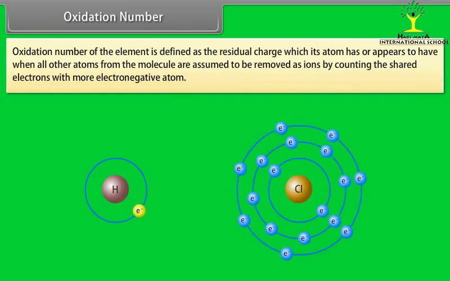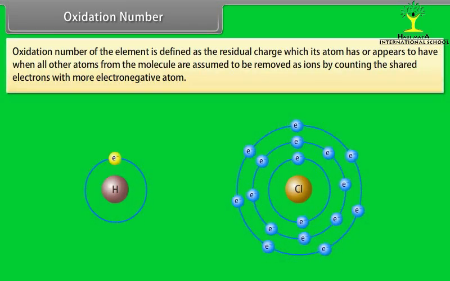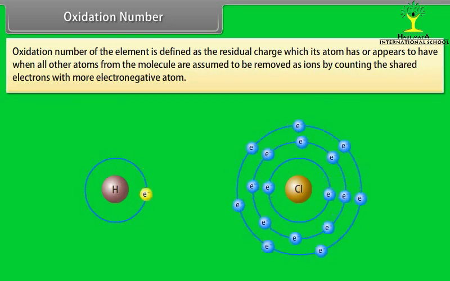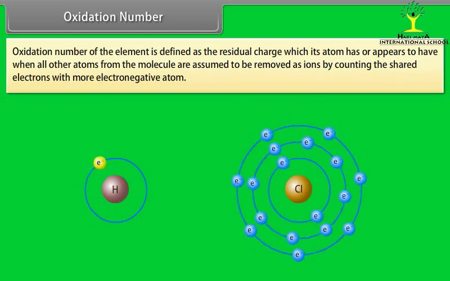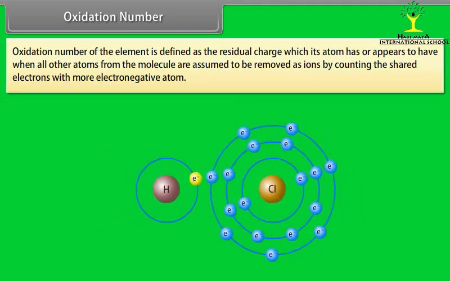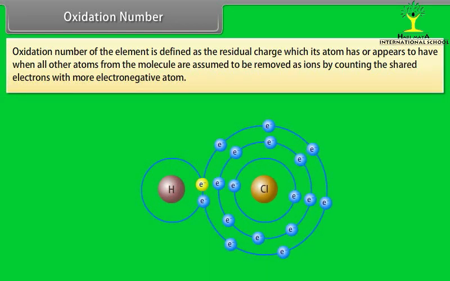Oxidation number. Oxidation number of the element is defined as the residual charge which its atom has or appears to have when all other atoms from the molecules are assumed to be removed as ions by counting the shared electrons with more electronegative atoms. Consider an example of hydrogen chloride molecule.